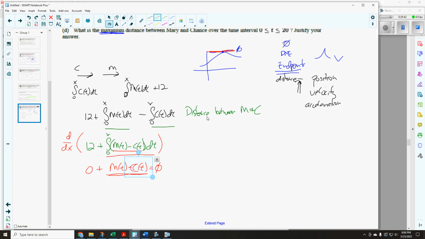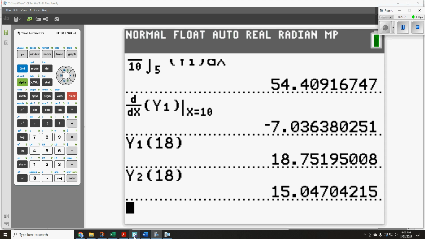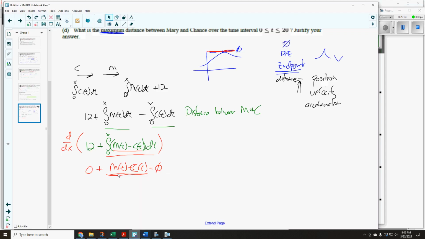We don't really need to worry about where it does not exist because both c of t and m of t, they told us that they're positive. So m of t minus c of t, where does that equal 0? Well, I have to turn to my calculator to do this. And actually, if I know that m of t minus c of t equals 0, then I know I'm looking for spots where m of t is equal to c of t. In other words, where do they intersect?